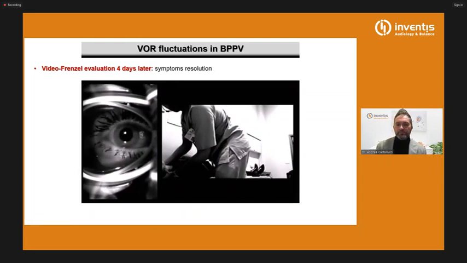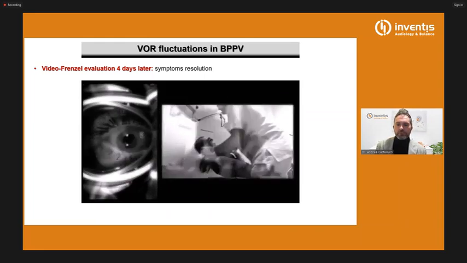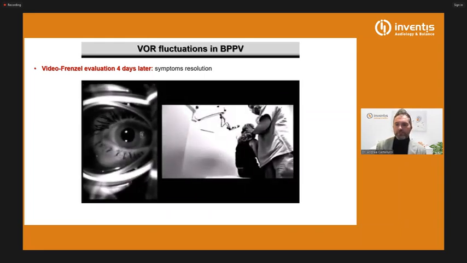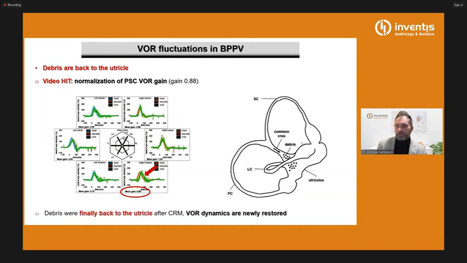Nothing happens. She has neither spontaneous nor positional nystagmus. Look, everything is fine, and she is fine. And we had a complete restoration of the VOR gain of the affected canal. So as you could see, we had a fluctuation of the VOR gain of the affected canal depending on the position of otoconia, how and where otoconia are disposed within the canal. So in this case, otoconia eventually fell in the utricle.